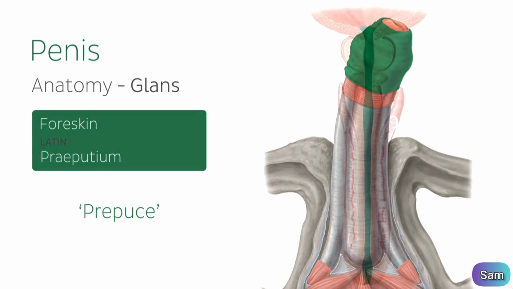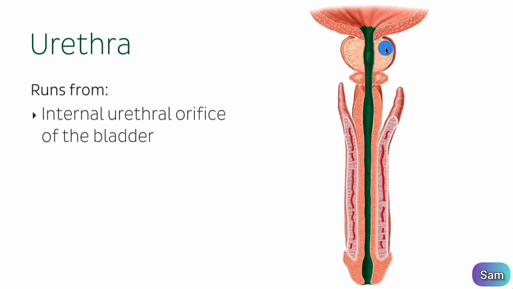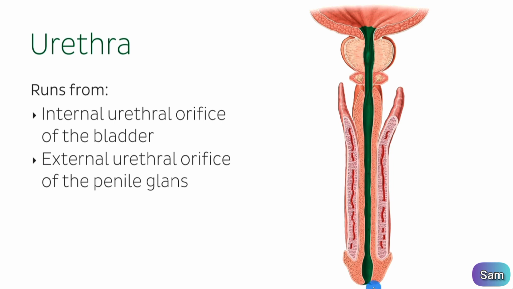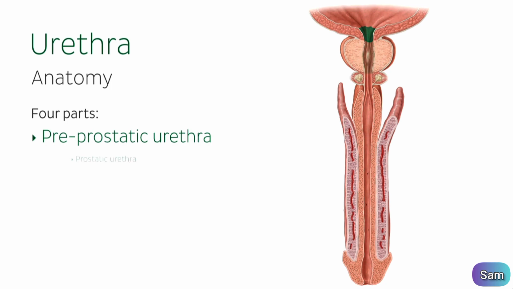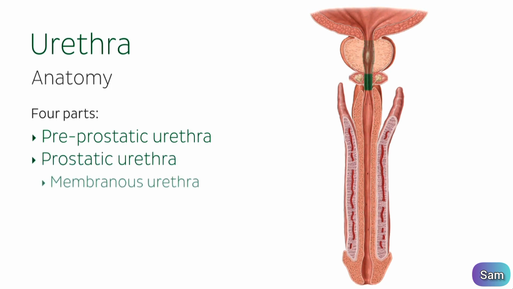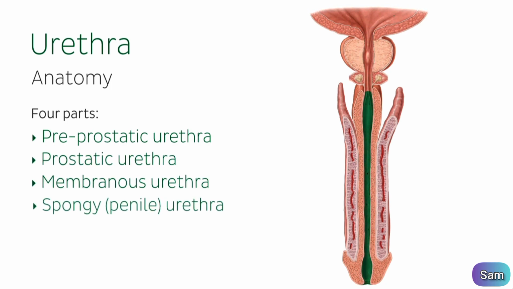Now that I've told you a bit about the penis, let's move on to discuss the urethra, which is a tubular structure and roughly 20 centimetres long. It runs from the internal urethral orifice of the bladder, which we can see here, to the external urethral orifice of the penile glans, allowing for passage of urine and semen. Anatomically, the urethra can be divided into four parts: the preprostatic urethra, the prostatic urethra, the membranous urethra, and the spongy urethra.